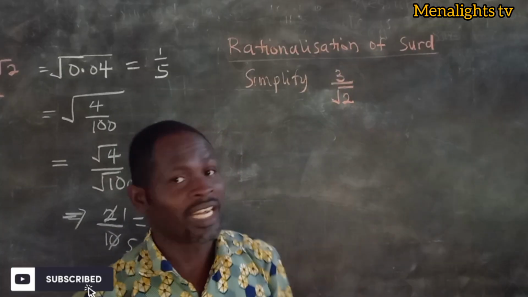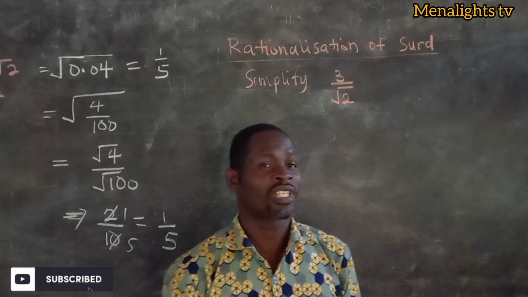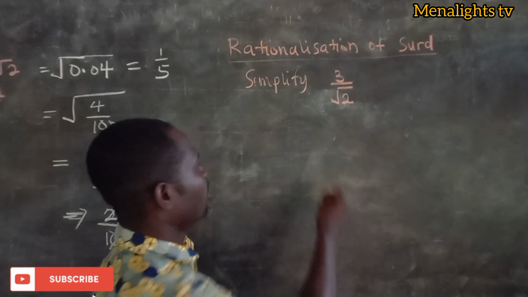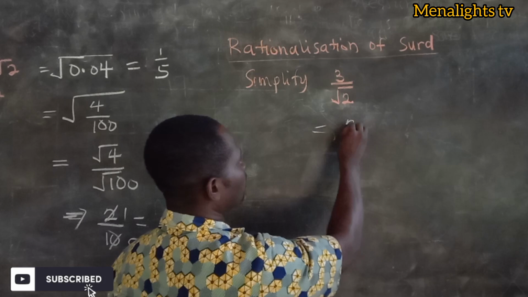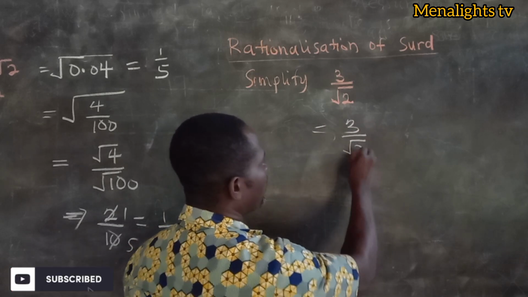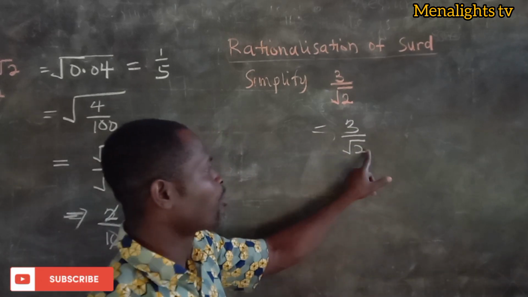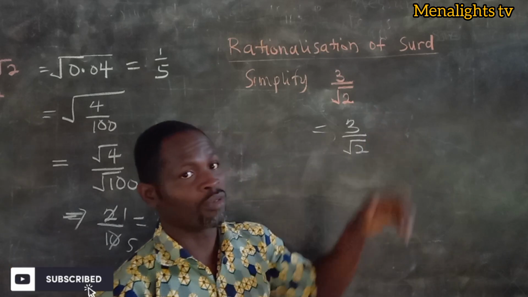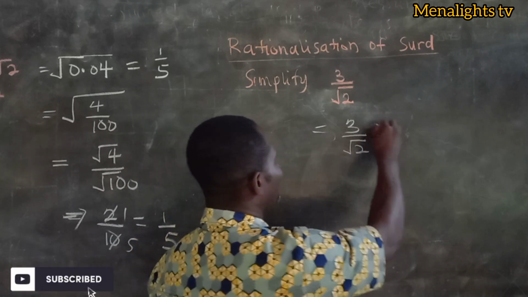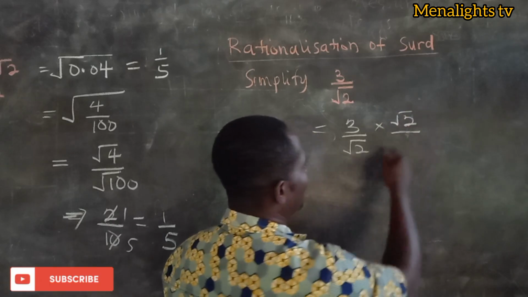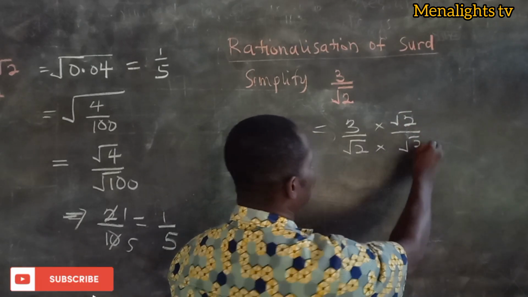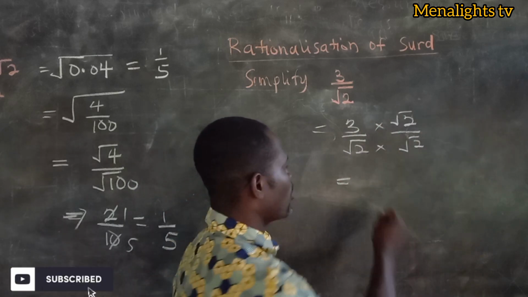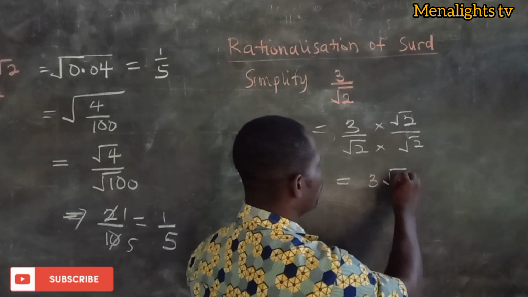As we rationalize the surd, we use the denominator to multiply the numerator as well as the denominator. So with what we have here, it can be the same as 3 over root 2. So we are going to use this root 2 to multiply the 3 at the top and use it to multiply the root 2 at the bottom. So it becomes times root 2, and this also times root 2. So when you multiply 3 and root 2, you have 3 root 2.